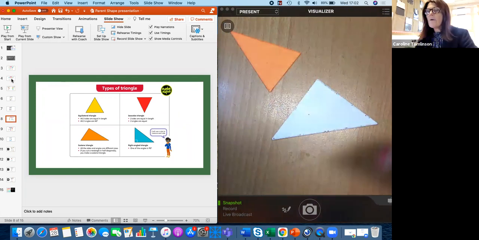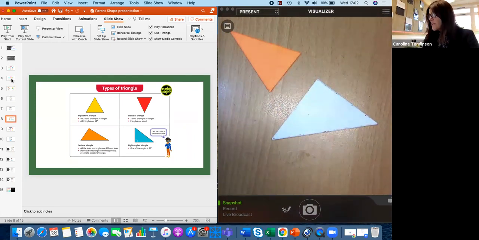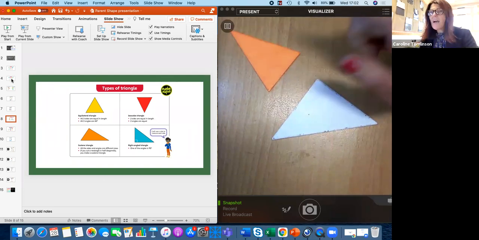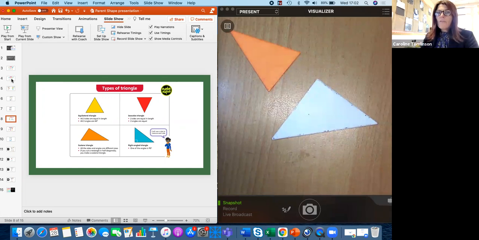So if we were looking in year 1 and year 2, we'd only be saying that they're both triangles, and we know they're triangles because they've got 3 vertices. That's how we know they're triangles. A shape with 3 vertices is a triangle. Further up the school, we'd start to look at what's different and what's the same.